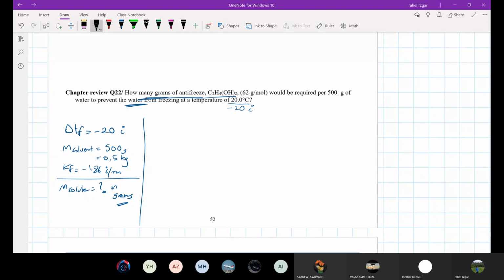Now, there's only one rule where we have mass of solute, and it's in this one. Mole of solute is equal to mass of solute divided by molar mass. So we have molar mass, but what do we need in order to find mass of solute? We need mole of solute. So mass of solute is equal to mole of solute times molar mass. We don't have mole of solute. Let's go and find mole of solute also.